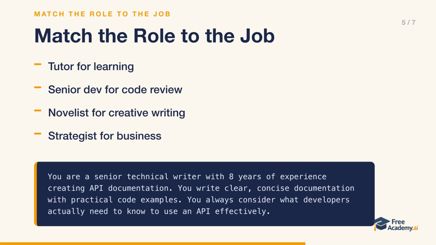Here's a complete one for writing API documentation. You are a senior technical writer with 8 years of experience creating API documentation. You write clear, concise documentation with practical code examples. You always consider what developers actually need to know to use an API effectively. Notice it names the role, the specialty, and exactly what makes the work good. Match the role to the job and the output follows.